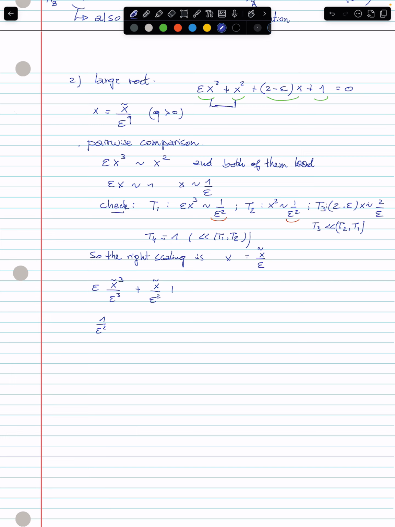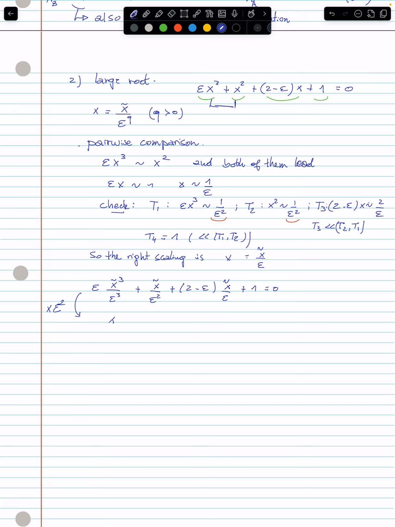Same story for this guy. 2 minus epsilon multiplied by x tilde over epsilon plus 1 is equal to 0. All right, so let's just multiply now by epsilon squared in order to rewrite the problem in such a way that each term in the equation has order 1. This is typically what we should do in order to make sure we keep control of the different orders of magnitude of the different terms in the problem.